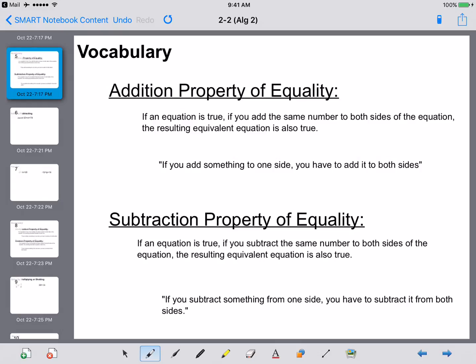Some more vocabulary here for you is the addition property of equality. So to give you the gist, if you add something to one side, you have to add it to both sides. So, what you do to one side, you do to the other. Same thing for subtraction. If you subtract something from one side, you have to subtract it from both sides.